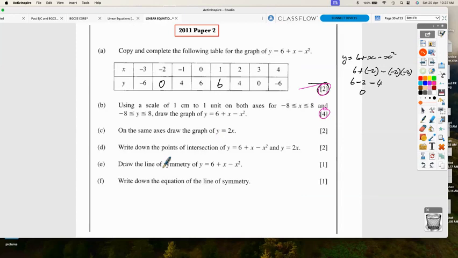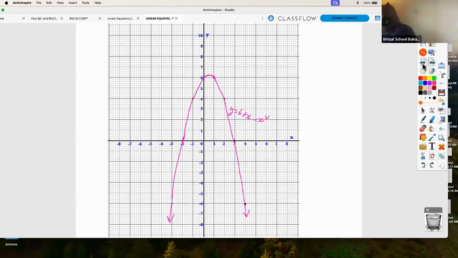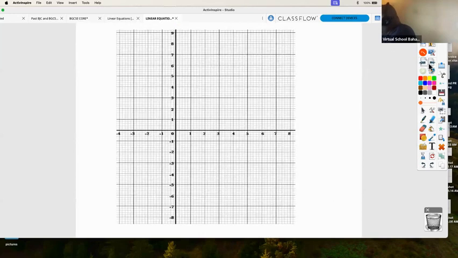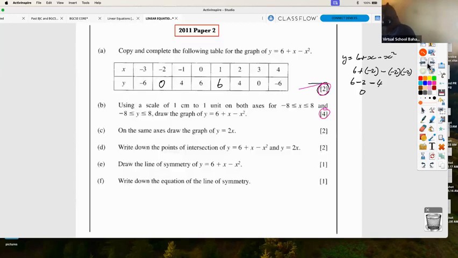How many of these graphs do they normally put in the exam? You get one. You don't get both. If they put this one here in 2011, they give you the parabola to draw. Previous years, they give you a straight line graph, but you don't get both at the same time. You always get one graph.